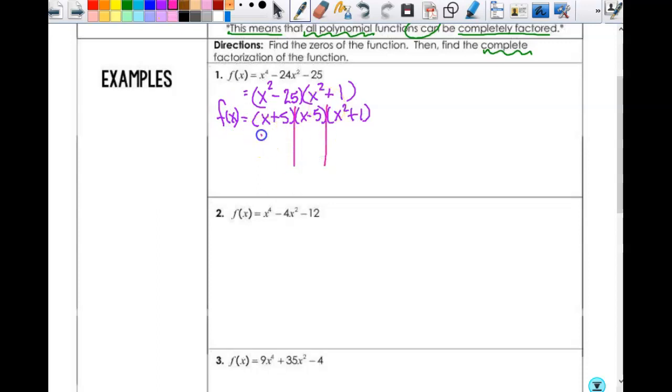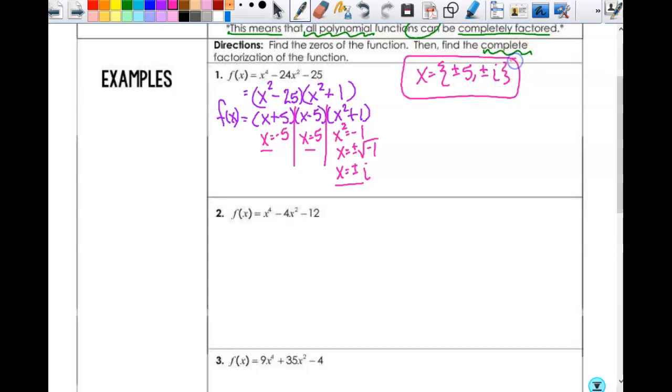So this gives me x equals negative 5, x equals 5, and here x squared equals negative 1, which means x equals plus or minus the square root of negative 1. So x equals plus or minus what? I. Very good. So there are my zeros. So I state my zeros. X equals plus or minus 5 and plus or minus i.